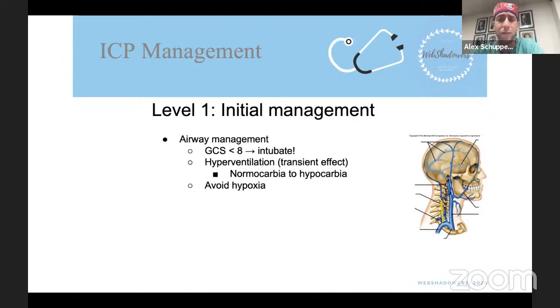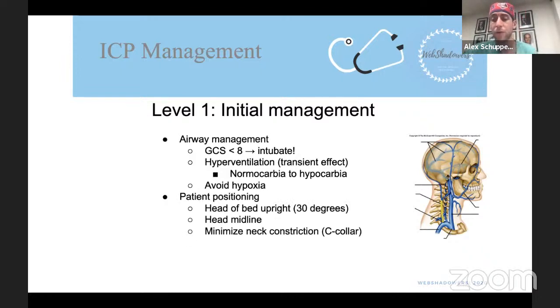Hyperventilation is interesting. It's really important. I won't go too far into the mechanism behind it, but essentially what you're doing is while you're hyperventilating, you're breathing off CO2, which affects the pH inside of your head, and it causes the blood vessels to constrict a little bit more, which prevents more blood from flowing into your head, which decreases the pressure. However, this effect only lasts for a couple minutes.